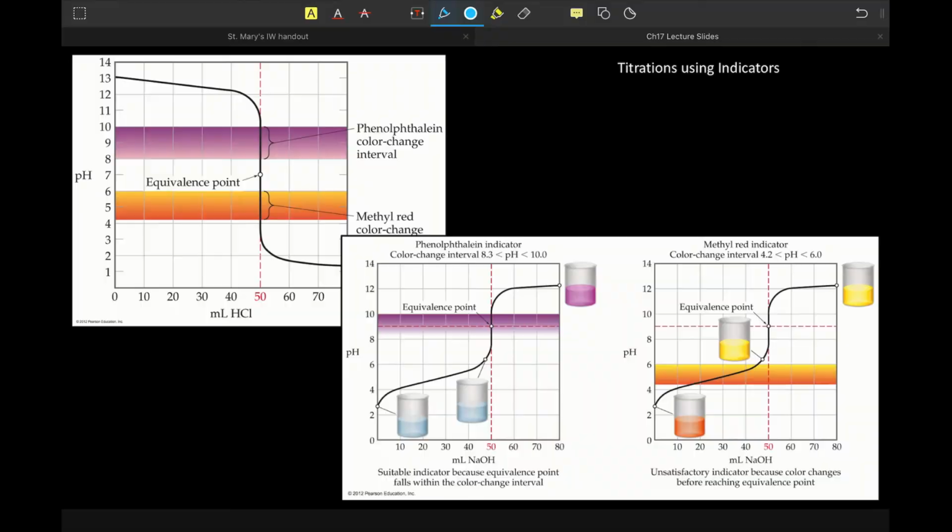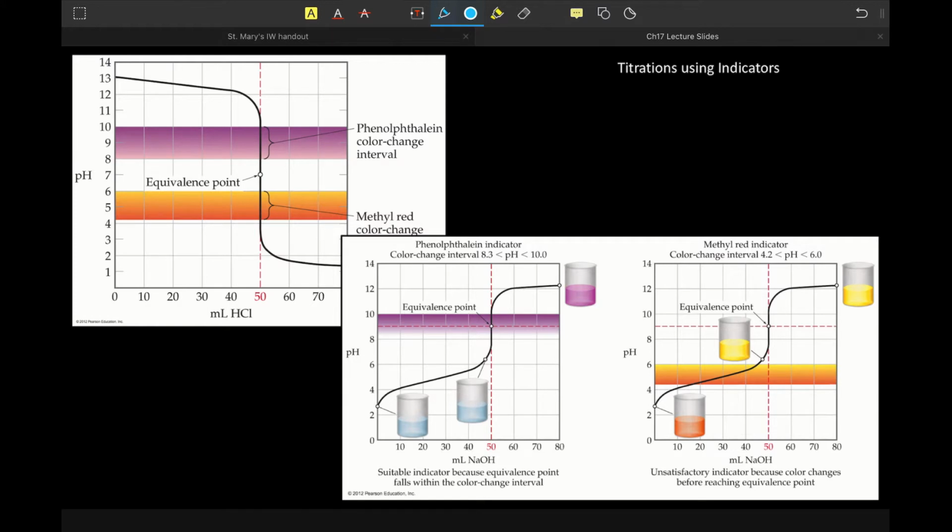Hello AP Chemistry and welcome to 17.3, which is, ding ding ding, the last of the discussions for chapter 17. Thank goodness, huh? Alright, so titrations using indicators.